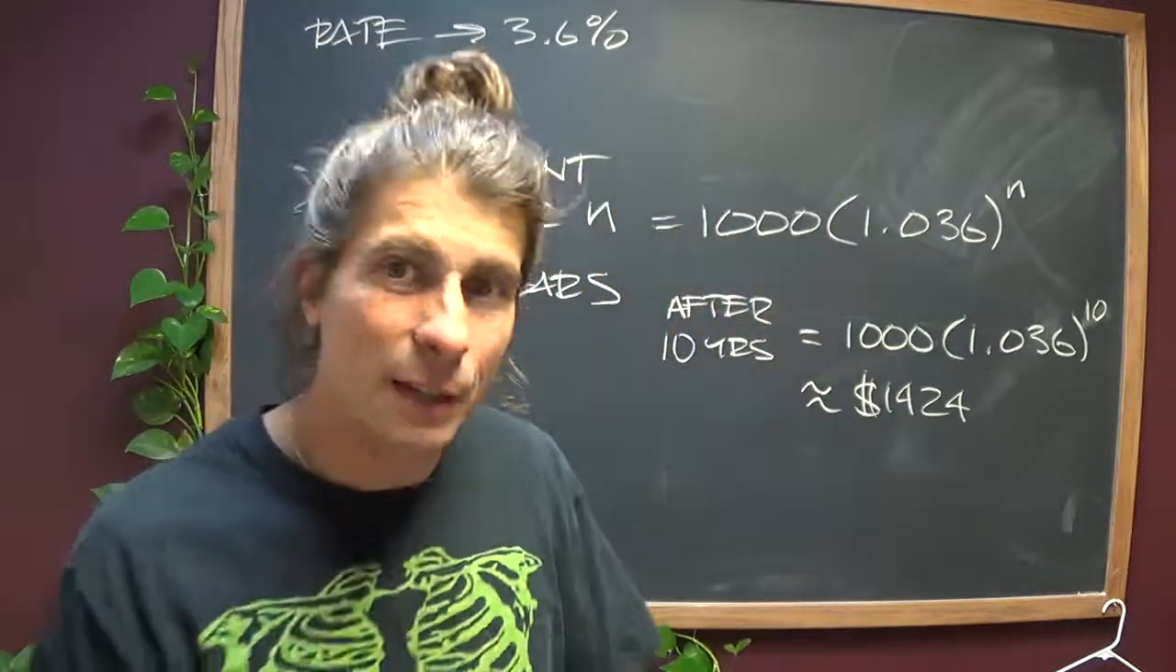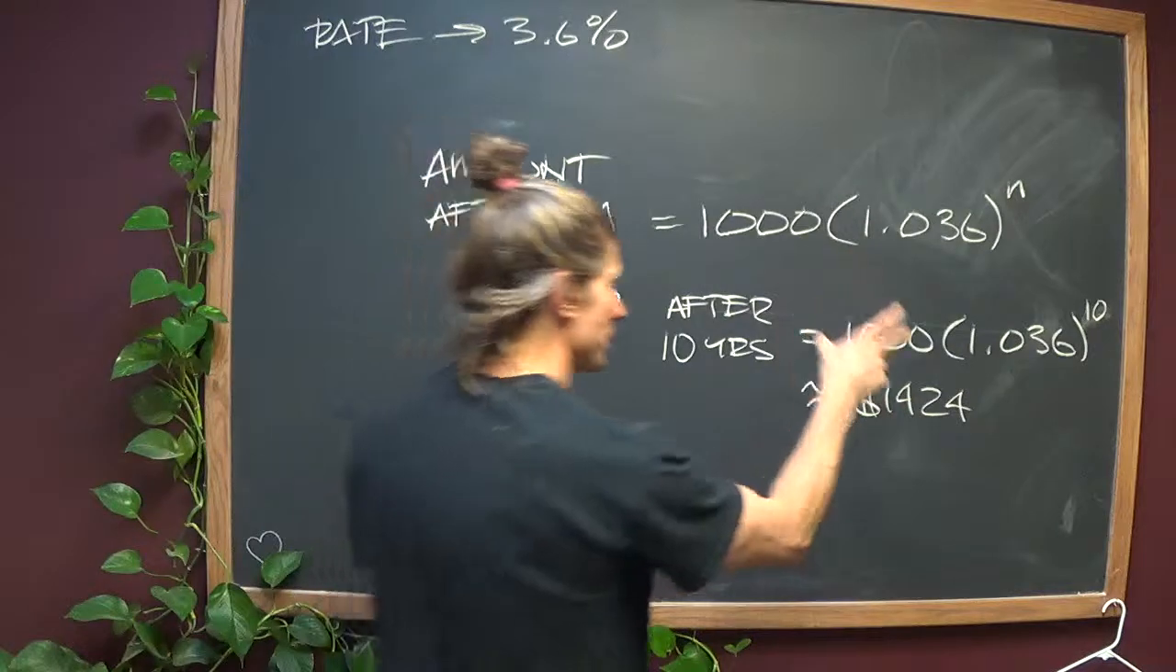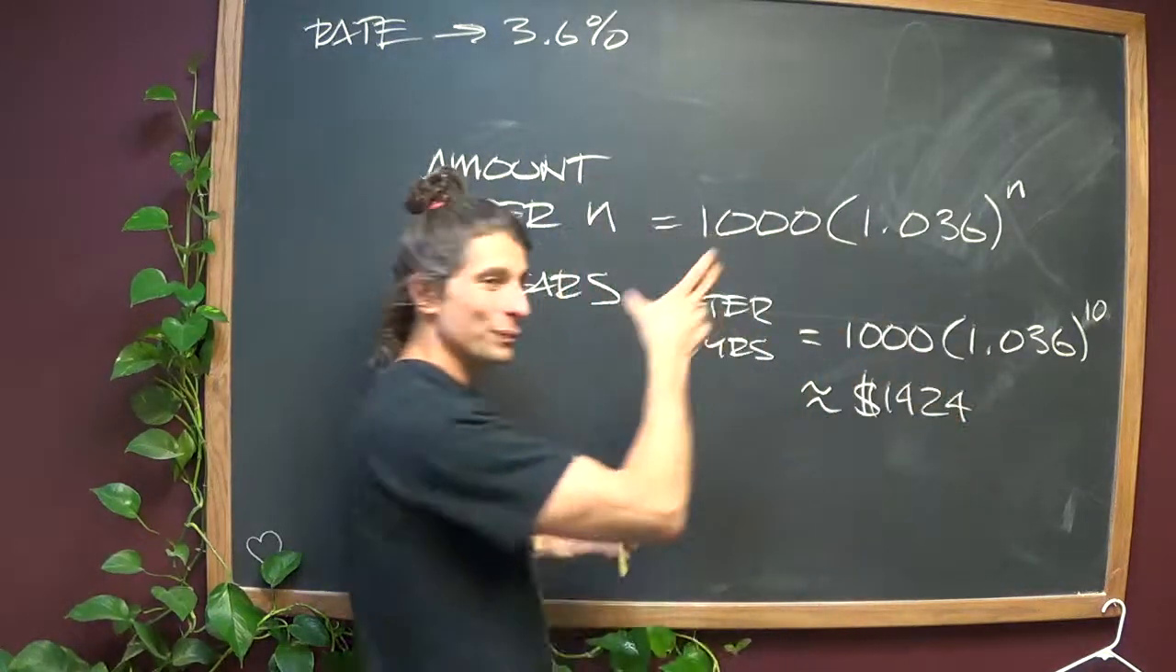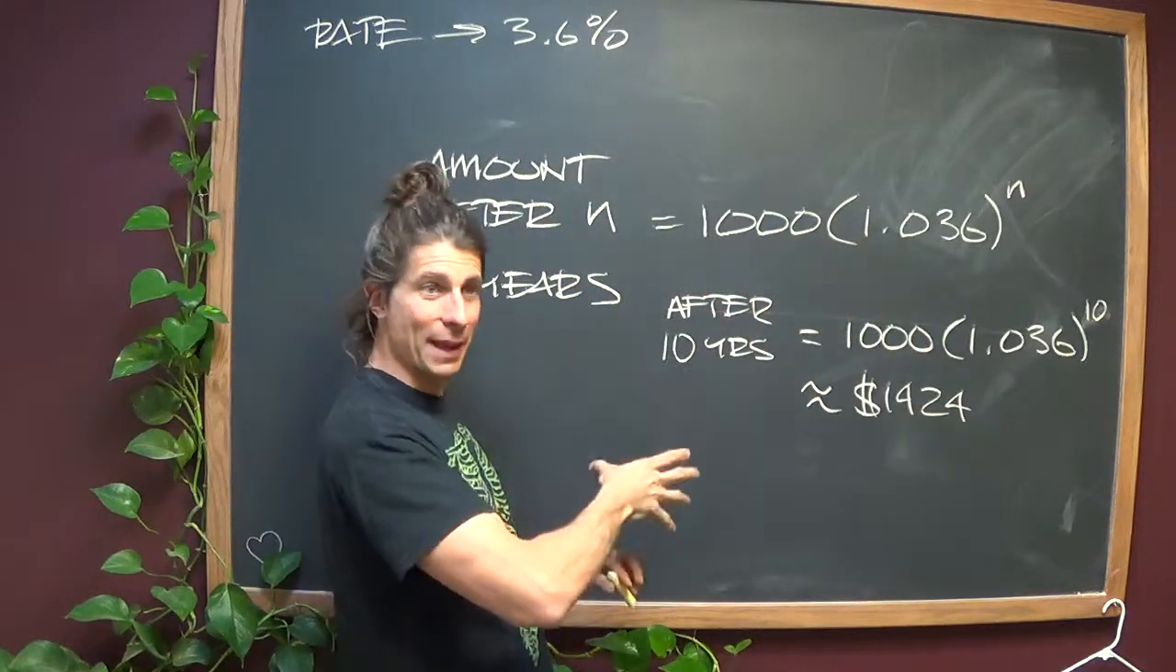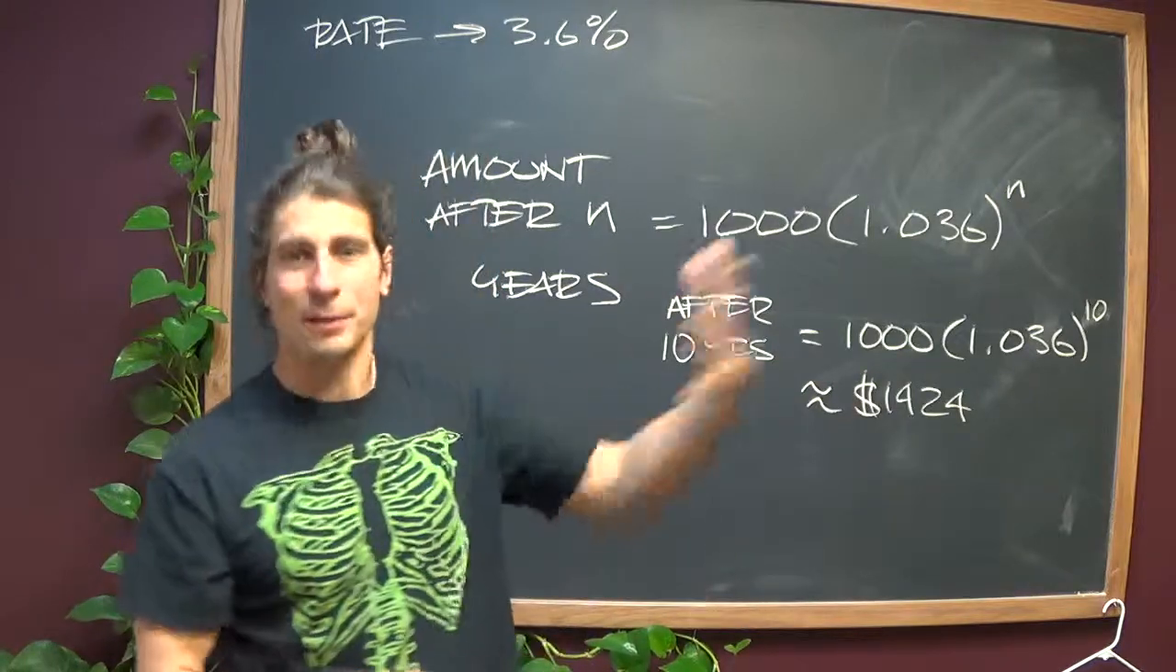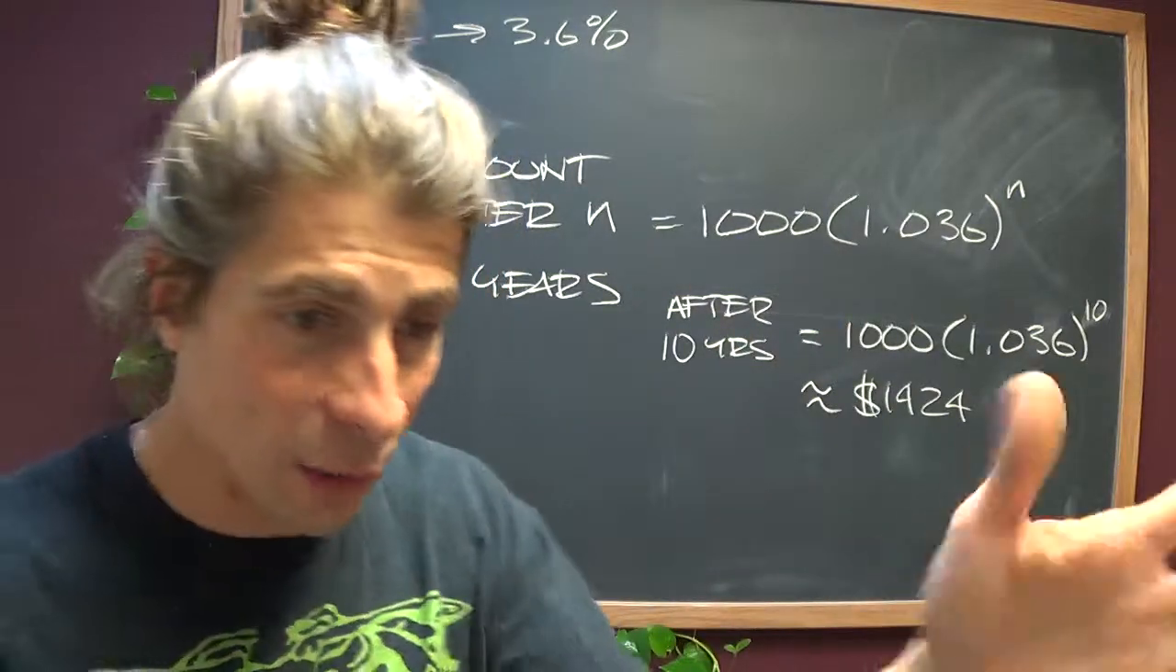So that's the idea of compounding interest. And then this amount, of course, goes in the 11th year, and that becomes the new base, and you take 3.6% of that amount and you keep going. So that's question number 2.